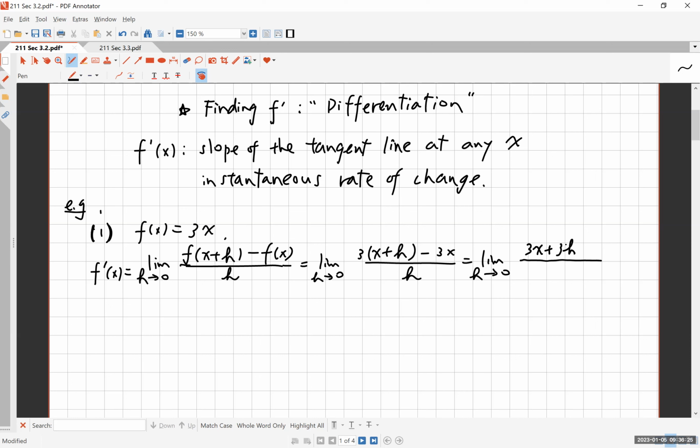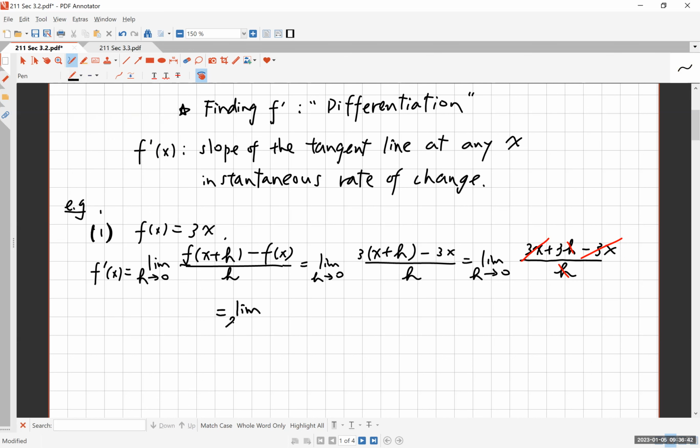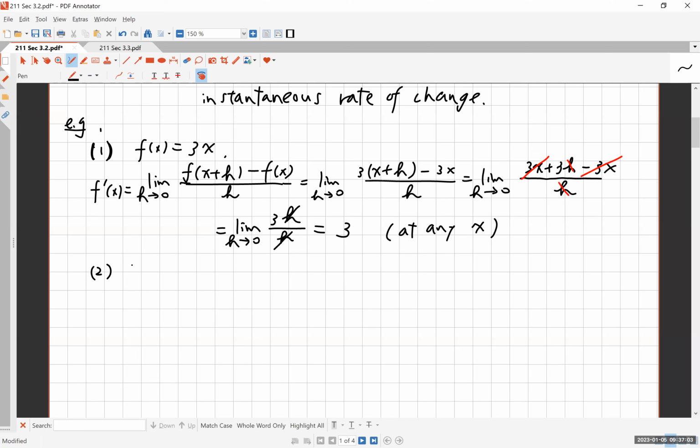3x plus 3h minus 3x. What do you notice? 3x and minus 3x disappear. And more than that, h and h cancel. So this just becomes the limit, let me write that down, 3h over h cancels. So the limit of the constant is 3 as expected. So at any x, the slope of 3x is, not surprisingly, the constant 3. All right, let's go to the next one, x squared. What is the derivative?